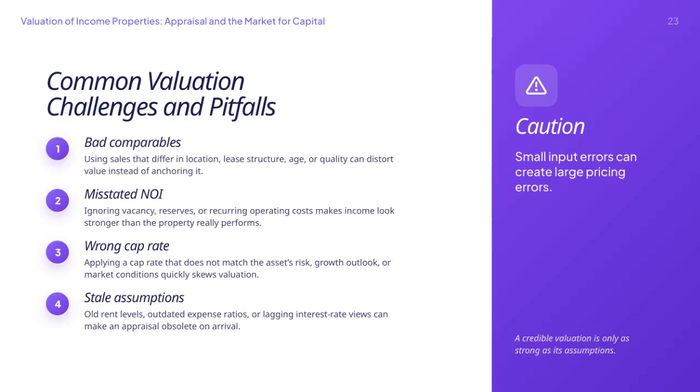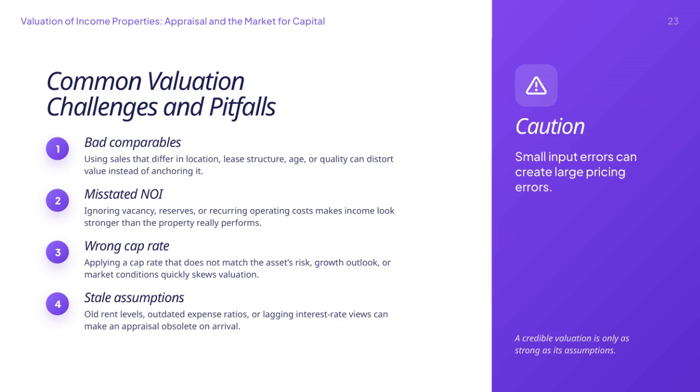When it comes to valuing income properties, there are several common challenges and pitfalls that can significantly impact the accuracy of the appraisal. First, using bad comparables is a major issue. If the sales you compare differ in location, lease structure, age, or quality, they can distort the value rather than provide a reliable anchor. Next, misstated net operating income is another frequent problem. Ignoring factors like vacancy rates, reserves, or recurring operating costs makes the income appear stronger than it actually is, leading to overly optimistic valuations.